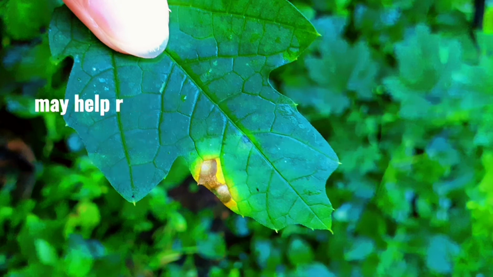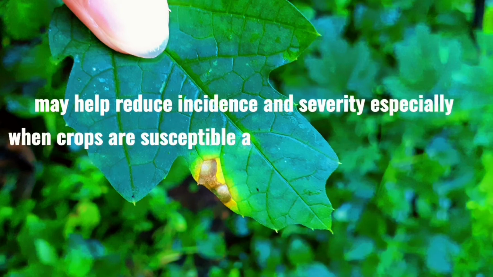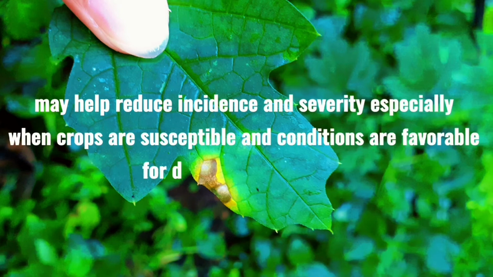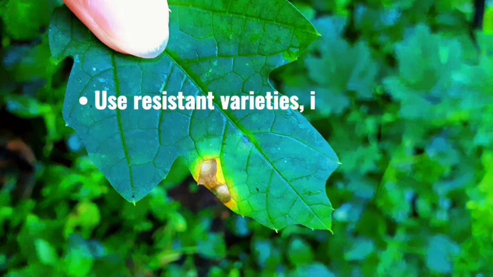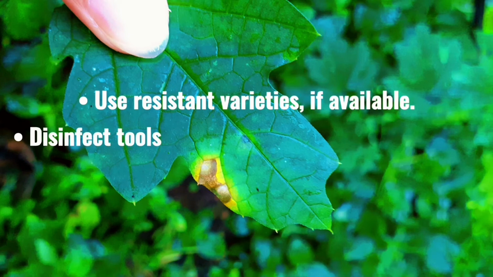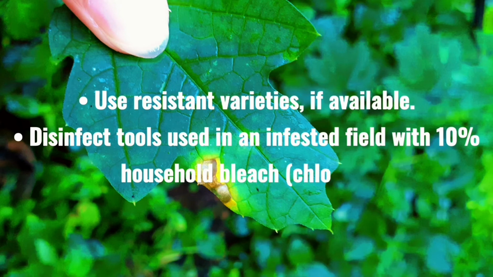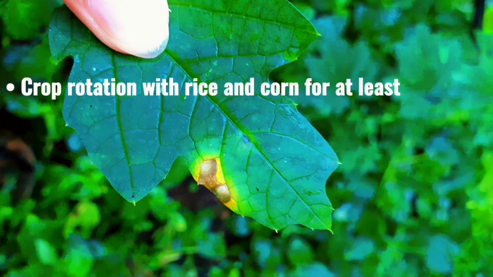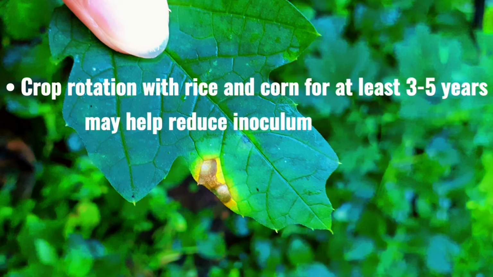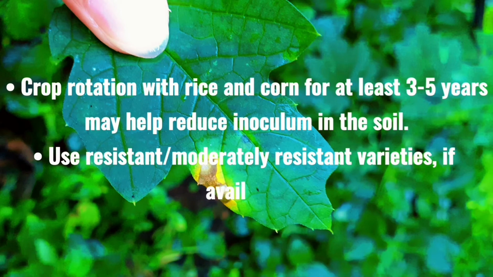chlorothalonil may help reduce incidence and severity, especially when crops are susceptible and conditions are favorable for disease development. Use resistant varieties if available. Disinfect tools used in an infested field with 10% household bleach, Clorox. Crop rotation with rice and corn for at least 3 to 5 years may help reduce inoculum in the soil. Use resistant or moderately resistant varieties if available.